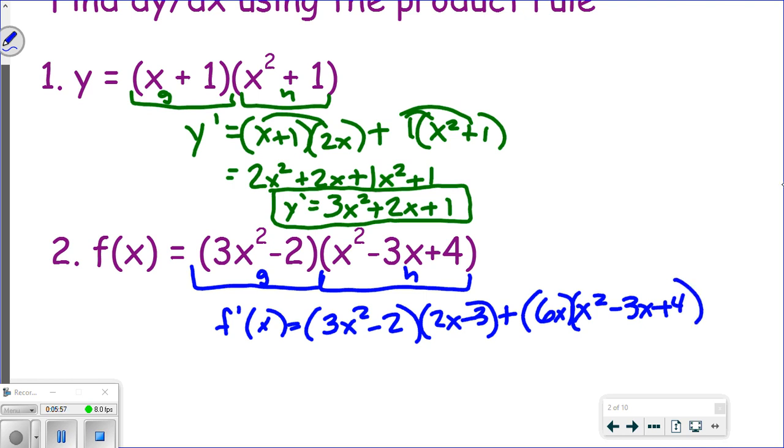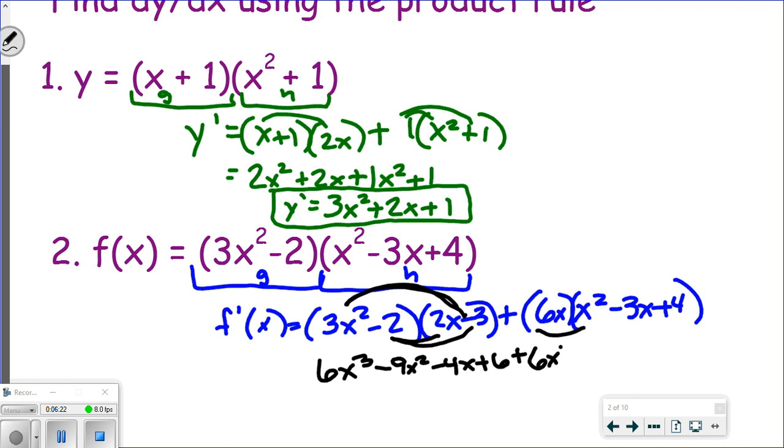Now be very careful on this one, because this one's going to require some FOILing. So we have 6x cubed minus 9x squared minus 4x plus 6 plus 6x cubed minus 18x squared plus 24x.